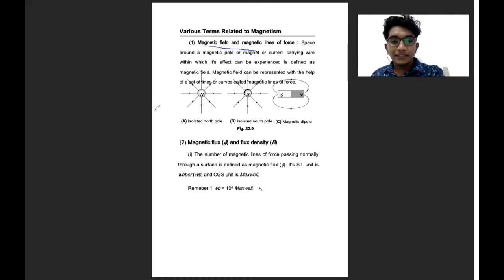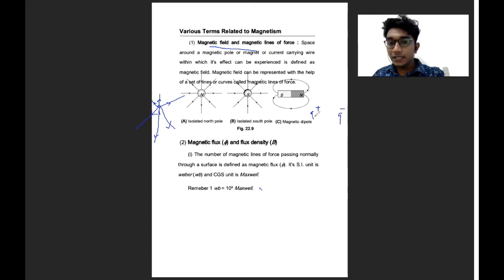Just like the electric field, you know what the electric field is? If there is a charge Q over there, then the lines of force represent the electric field. If it is a positive charge, the lines will go in this direction. In the same way, you can identify it here as well. Look at this North Pole, the lines of force are going away from the North Pole and approaching towards the South Pole.